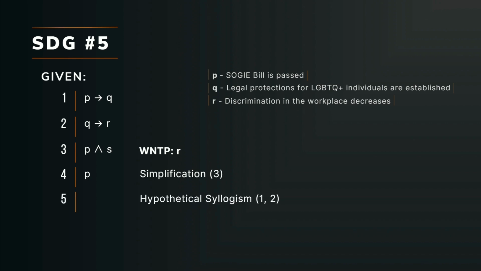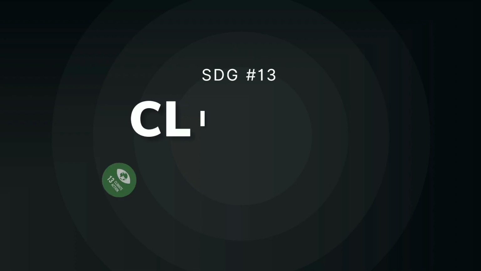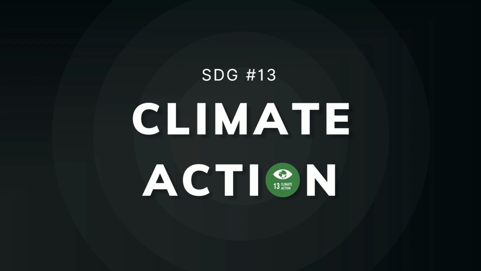Then, using hypothetical syllogism on premises 1 and 2, or if P then Q and if Q then R, we can infer if P then R. This means that if the SOGI bill is passed, workplace discrimination decreases. Finally, using modus ponens on if P then R and P, we conclude that discrimination decreases, or R. So we proved our second statement about SDG 5, which is gender equality. Our last SDG is SDG 13, climate action.